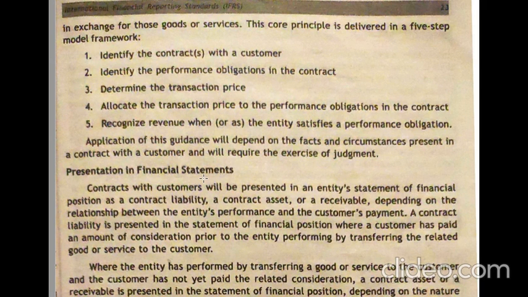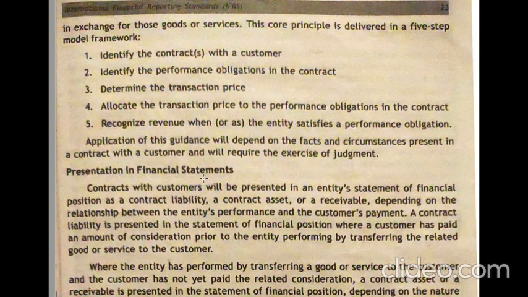Yes, what this paragraph explains here is the contract with the customers. When the information regarding the revenue generated from the contract with the customers will be presented in the financial statement is based on the contract liability position, the contract liability, contract receivable, depending on the relationship between the entity's performance and the customer's payment. It means as it is mentioned in the agreement between the contract with the customers.